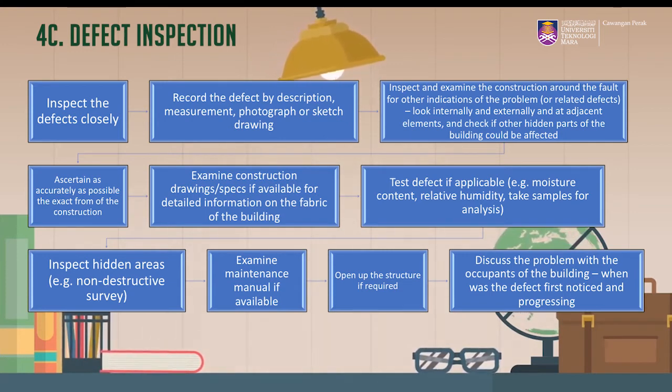Next, we need to examine construction drawings and specifications, if available, for detailed information on the fabric of the building. Then, we need to test the defect if applicable. We need to know the moisture content and relative humidity, and take samples for analysis. Don't forget to use non-destructive surveys. We will inspect the hidden areas. Next, we need to examine the maintenance manual if available, and don't forget to open up the structure if required.